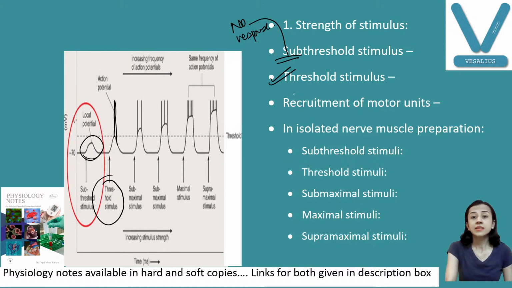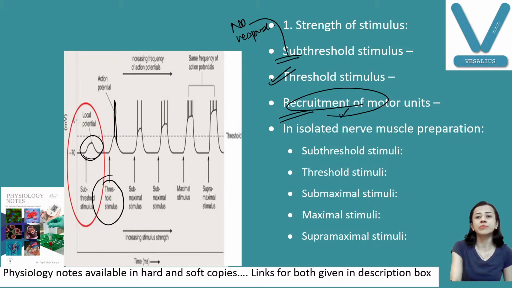Okay, then again gradually, if we are increasing the strength, sub threshold, then sub maximal, maximal, gradually the response increases in a muscle. We are not talking about single muscle fiber. In single muscle fiber, there is all or none law. Here there is no all or none law in case of the contractile response. Okay, so as strength of stimulus increases, force of contraction increases because of recruitment of more and more motor units.